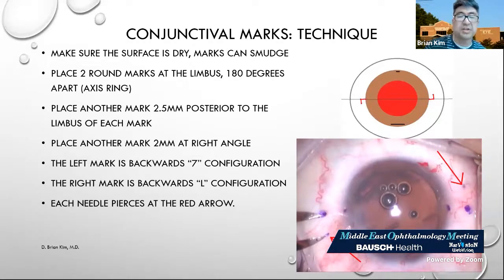So you can start on the limbus, and then I use an axis ring, or you can even use a cannula, to find 180 degrees apart, and then mark 2.5 millimeters posterior to the limbus, and then 2 millimeters adjacent. The left side is going to be a backward 7 configuration, and the right mark is going to be a backward L configuration.